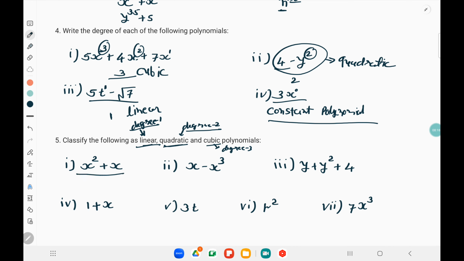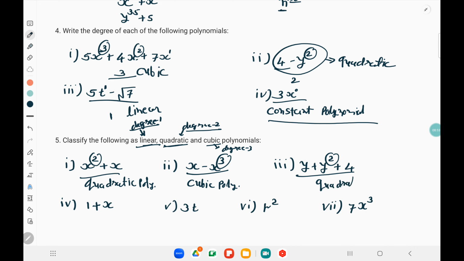So let's see here. What is the highest degree for this polynomial? The highest degree is 2, and if the degree is 2, then we call it a quadratic polynomial. Okay, I write it in short form. In this polynomial the highest degree is 3, so we call it a cubic polynomial. Okay, here what is the highest degree? The highest degree is 2. So again a quadratic polynomial.